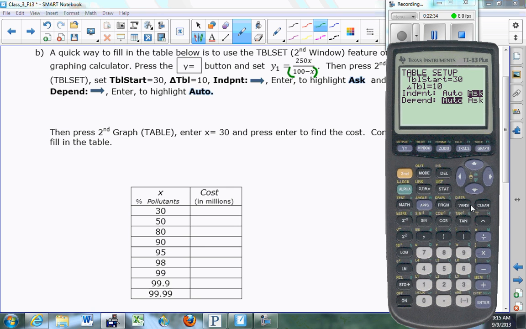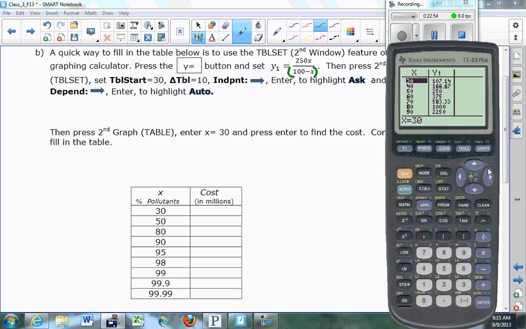But if you hit auto here, if you go over and hit auto, what's going to happen, then you go to your table right here above graph. It's going to automatically do 10, 40, 50, 60, 70, 80, 90. It's just going to do it automatically for you. So you can start to fill these in right now.